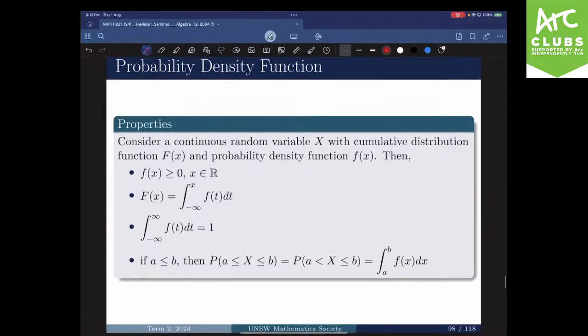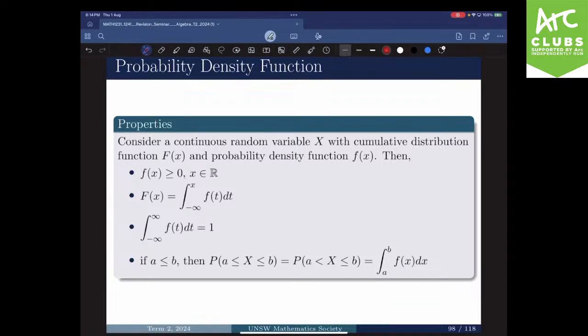Next, we have some properties of probability density functions. You'll see that these are essentially very similar to what we had before, right? So f(x) larger than or equal to 0 for x belonging to the real numbers. This just means all my probabilities are larger than or equal to 0, right? It's fairly simple. Capital F(x) is equal to the integral from negative infinity to x of f(t) dt, right? So essentially my f(t) is my probability density function. When I take the sum from negative infinity to x, that's the same as evaluating my integral at the point x, right?